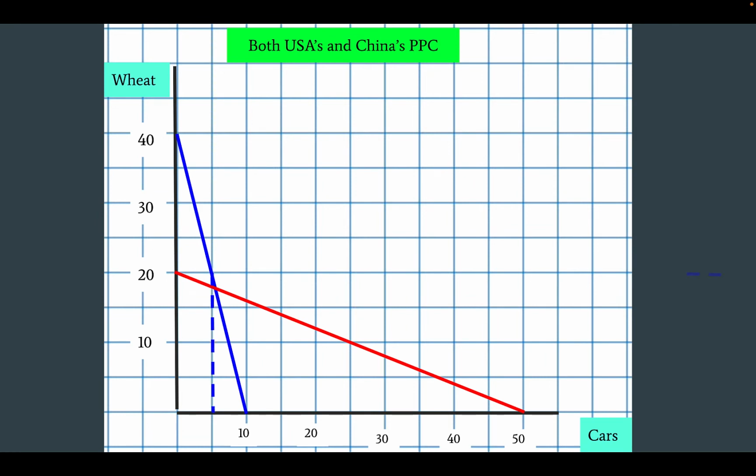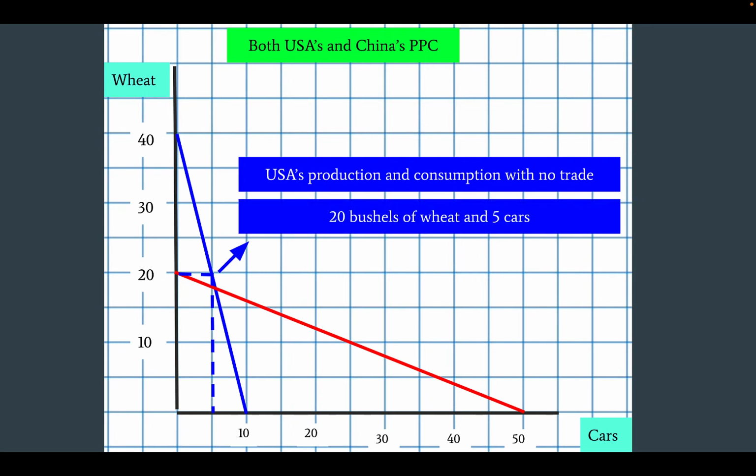Well, basically this is what you get in America, okay? What you get is USA's production and consumption with no trade, because what we produce we can't consume, and there's no trade, so all we can consume is the maximum of what we produce. So it's 20 bushels of wheat and 5 cars.